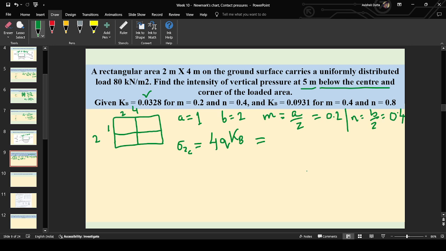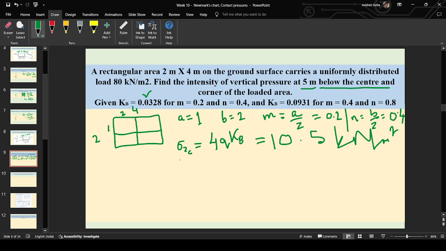Do it correctly. Q is how much? Q is 80, KB is 0.0328. 10.496. Yes, 10.5 approximately, right? 10.5 kilonewton per meter square.